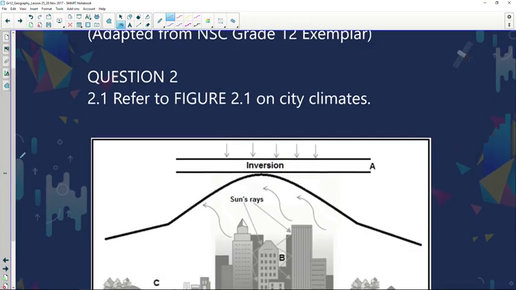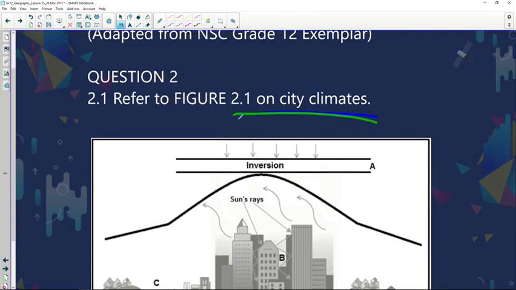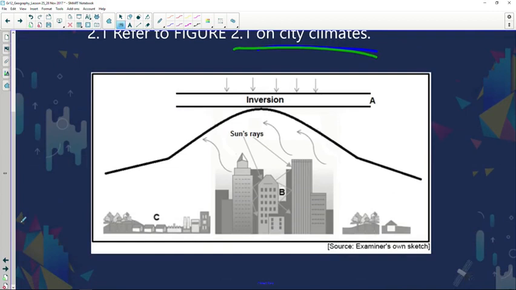Question number 2 referred to city climates. When we look at city climates, we look at urban heat islands and pollution domes. As you can see over here, we have a CBD situated over there, and our residential areas over there. We've got an inversion at A, and we've got the sun rays reflecting from the buildings and being absorbed by the buildings. So let's quickly look at the questions being asked regarding the city climate, and we'll see what it represents.